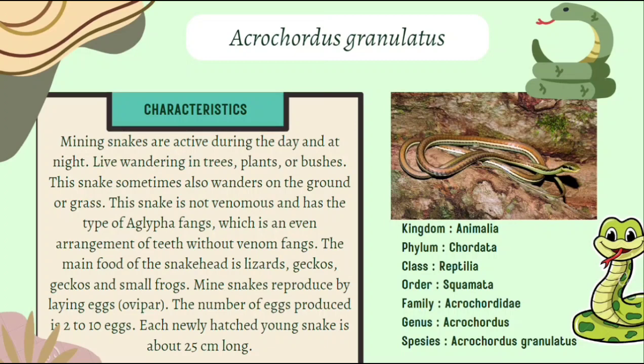The snake is not venomous and has the aglyphous type of fangs, which is an even arrangement of teeth without venom fangs. The main food of the snake is lizards, geckos, and small frogs. Mine snakes reproduce by laying eggs, or oviparous, and the number of eggs produced is 2 to 10. Each newly hatched young snake is about 25 centimeters long.